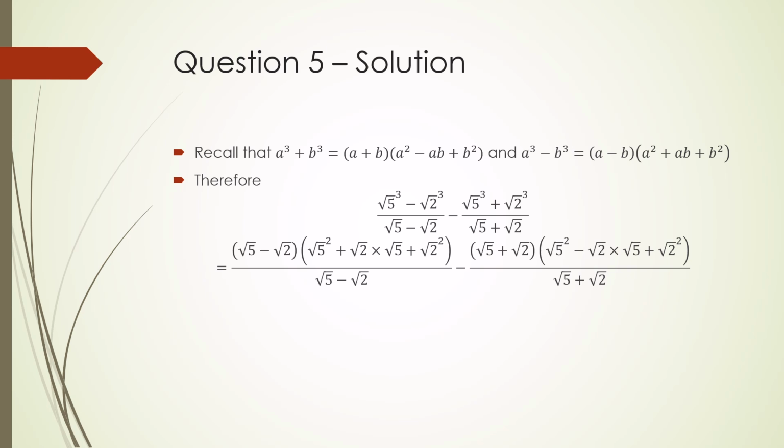Notice that the numerator and the denominator of the left-hand fraction both have root 5 minus root 2, and something similar for the fraction on the right, and therefore we can simplify it to this, and after simplifying we get 2 root 10, giving the answer B.